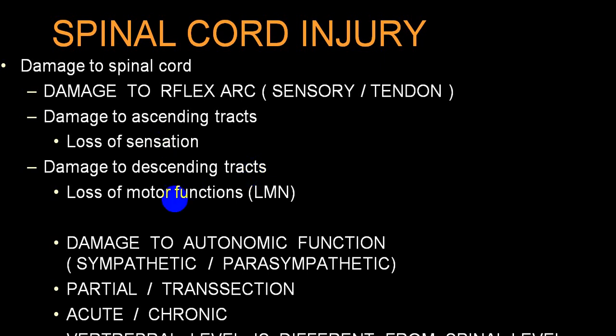At the same time, there are fibers coming out from lateral horn cells, like sympathetic or parasympathetic fibers. So because of damage to those, you can have involvement of bladder and bowel, etc. Now, depending upon the type of damage, whether partial or complete transection, whether it is acute or chronic, and where the damage is, the symptoms and signs of spinal cord injury will be present.